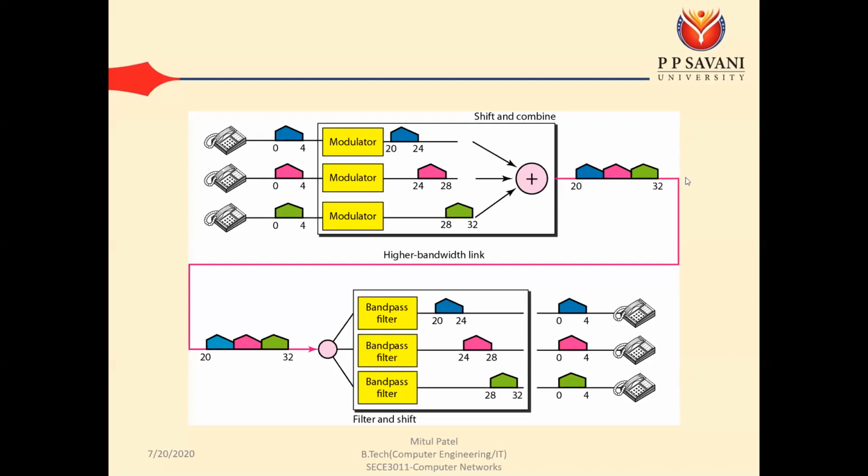This combined signal, the composite signal, is sent to our receiver. The receiver has the band pass filter. So what the receiver does is that only the 20 to 24 part can pass through one filter, and our first signal is generated; the 24 to 28 part gives the second signal, and the 28 to 32 part gives the third signal. Again it is separated into 0 to 4 for the first baseband signal, 0 to 4 for the second, and 0 to 4 for the third. So although there are 3 different users and all 3 want to communicate at the same time, that is possible through FDM.